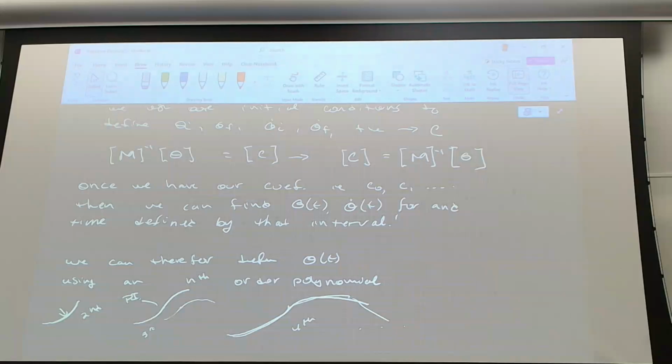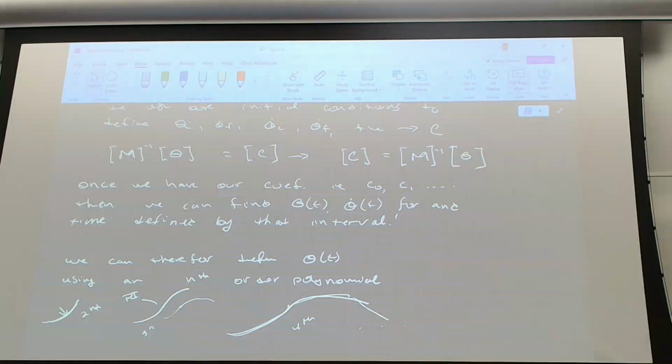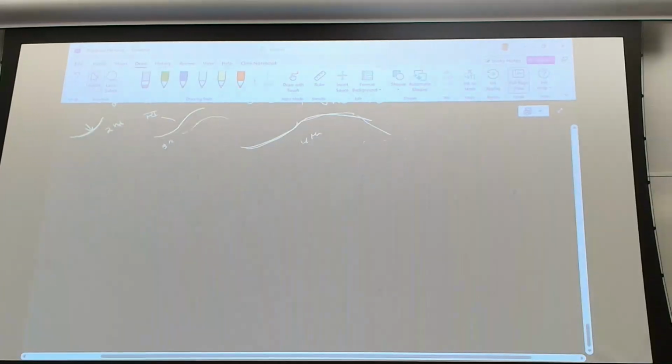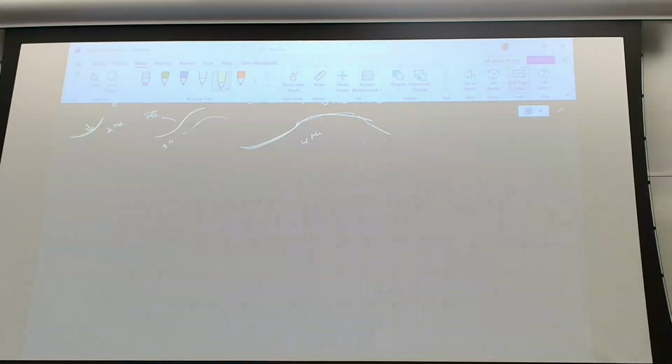So let's go ahead and look at an example of this. This is the one from the book. I'm just going to go through the book and explain and expand upon the example in the book at the same time. We have our initial theta at time initial, which is our C naught, set to 30 degrees. And by the way, we're going to run this example with time defined from 0 to 5 seconds.